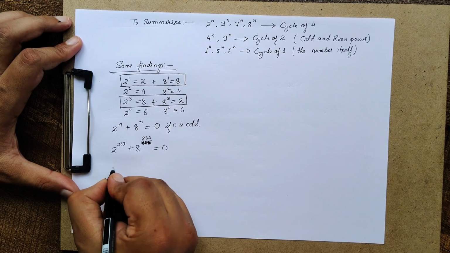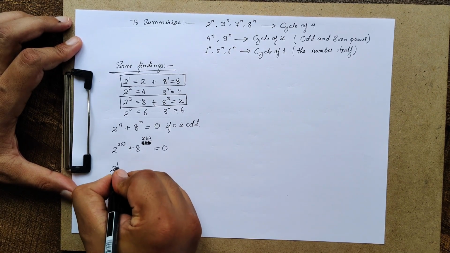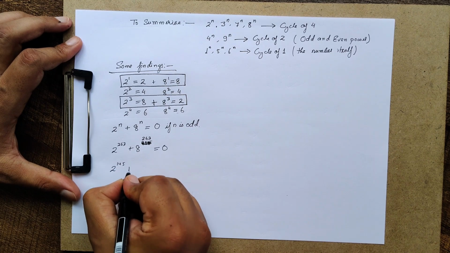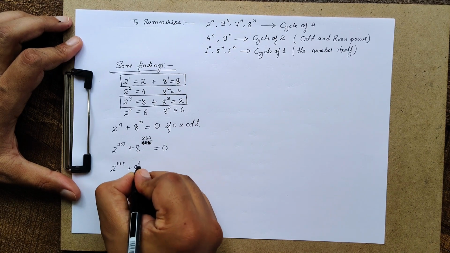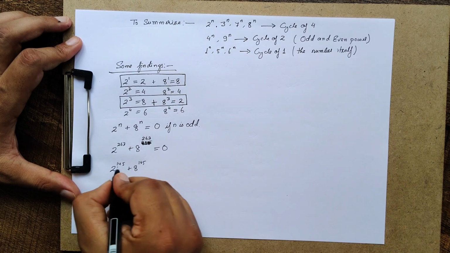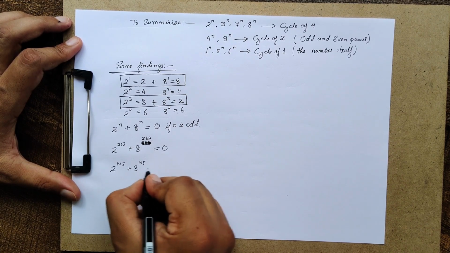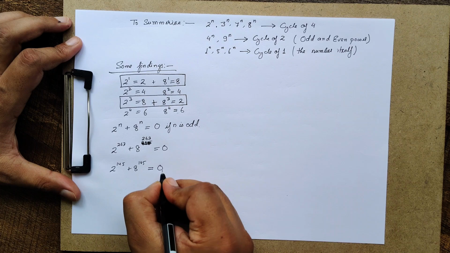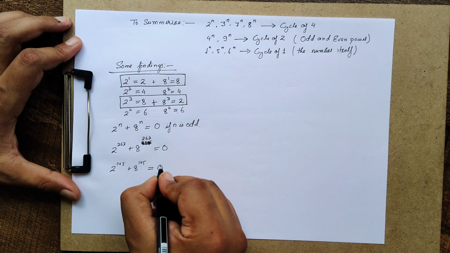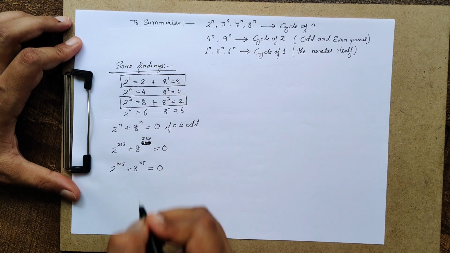Again, let's take an example. 2 to the power 145 plus 8 to power 145. The value of n is 145, which is odd. So straight away we can say the value of the unit place will be 0 because our n is odd.